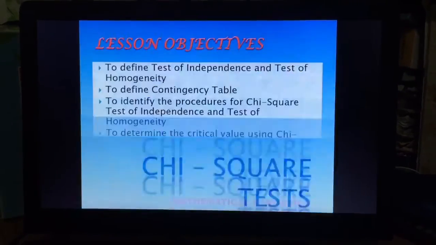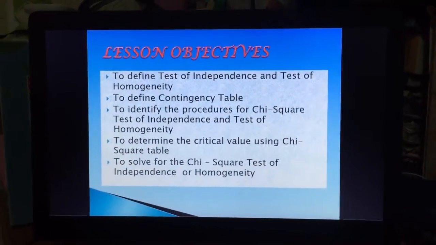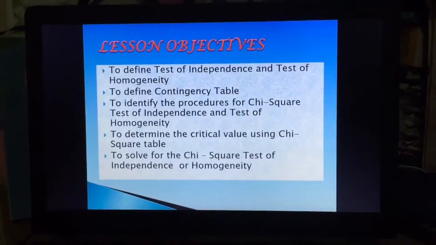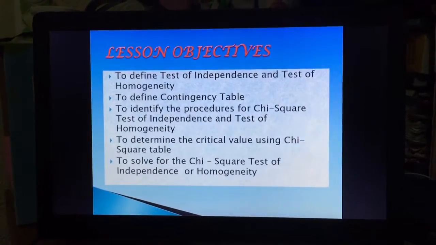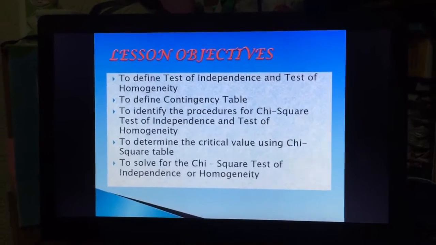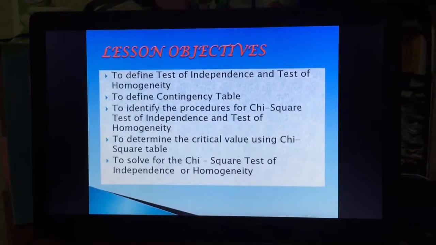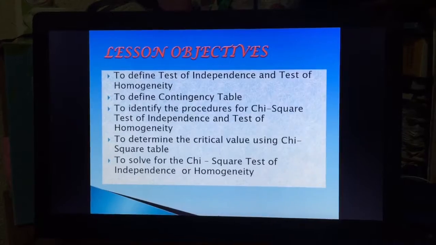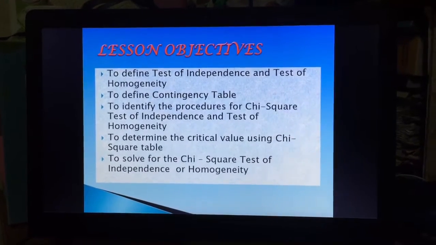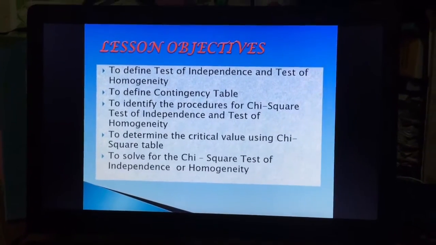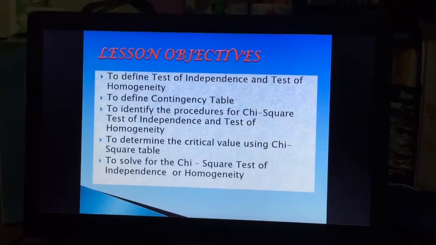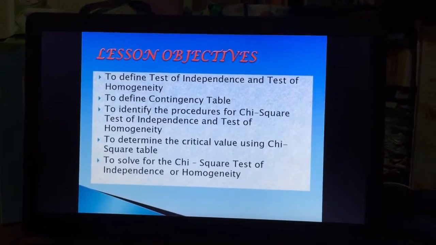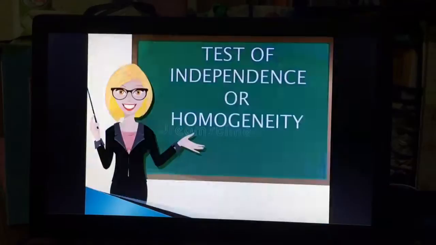Chi-square test. For our lesson objectives, we are going to define test of independence and test of homogeneity, to define contingency table, to identify the procedures for chi-square test of independence and test of homogeneity, to determine the critical value using chi-square table, and to solve for the chi-square test of independence or homogeneity.